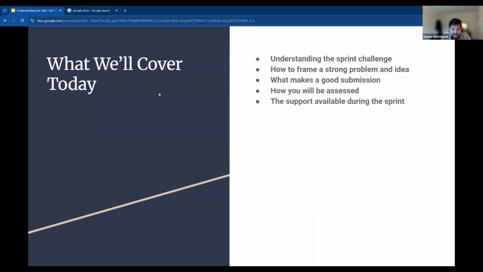So what are we going to cover today? Firstly, I'll make sure everyone understands what the sprint challenge is. Then we'll go over quickly how to frame a strong problem and idea, what makes a good submission and what the winning submissions will look like, how your submissions will be judged, and then finally we'll just run over what is going to happen next, how you'll be added to the Google Classroom, and the support available during the sprint.